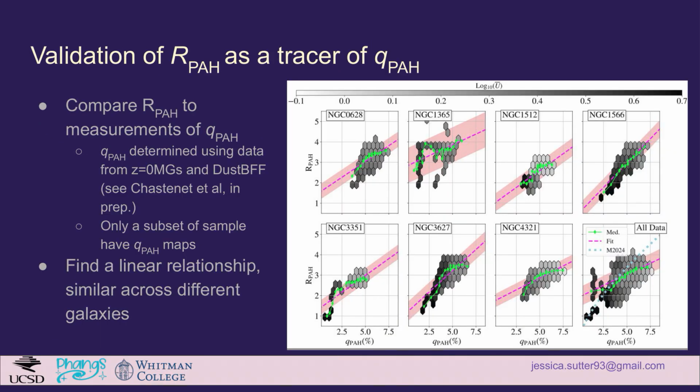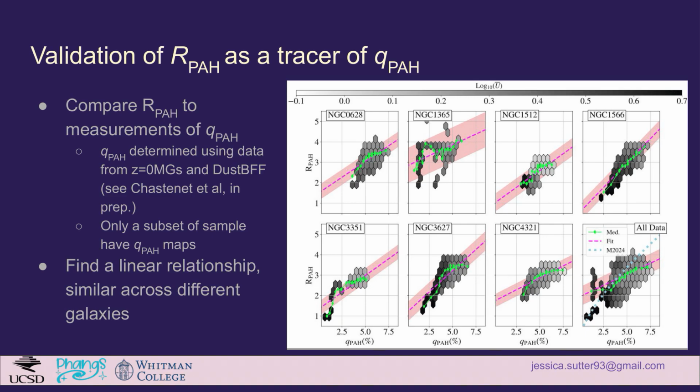So in order to test this, we wanted to compare our measurements of R_PAH to measurements of q_PAH in galaxies where we had a really nice model of the dust from the Chastenet et al. 2024 dust models, where they looked at actually making dust models with far infrared data as well. Now these were much lower resolution and not all of our galaxies had these dust maps, so we could only do it for the 7 shown here, but what we do find is that there's a pretty nice linear relationship between our R_PAH on our y-axis and q_PAH on our x-axis, and that it seems to hold true basically the same relation for all 7 galaxies.